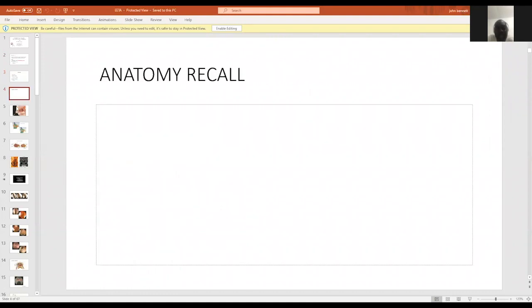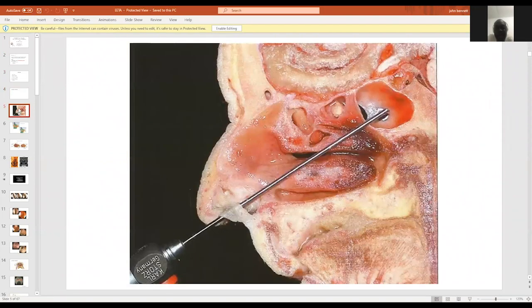Okay, next slide, please. Okay, so this is a sagittal view of what we are going to talk about. You will introduce your endoscope. So this is not an endoscopic approach, this is just the endoscope, which just moves your eyes deep inside the field. So this is what we're going to talk about. Okay, next slide.